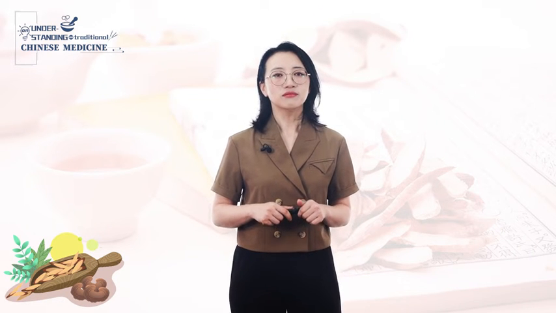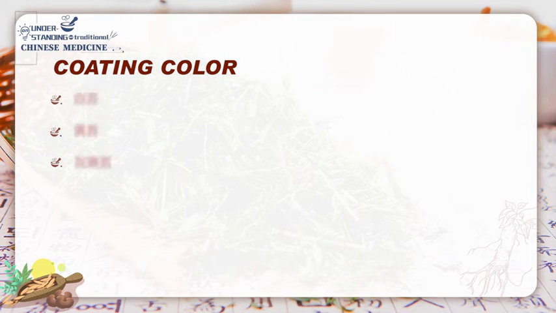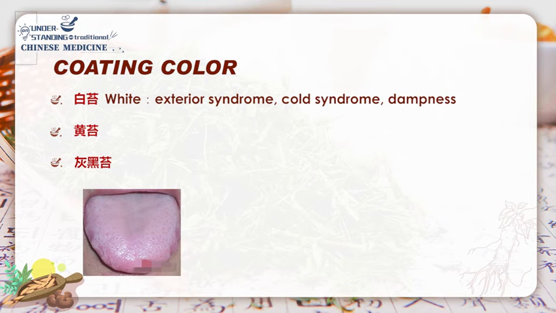Inspection of the tongue coating includes the observation of the color and the texture. The coating color generally has three types: white, yellow, and grayish black, which can occur alone or simultaneously. White color is the normal color of tongue coating, but in patients, it can be found in exterior syndrome, cold syndrome, and dampness syndrome.